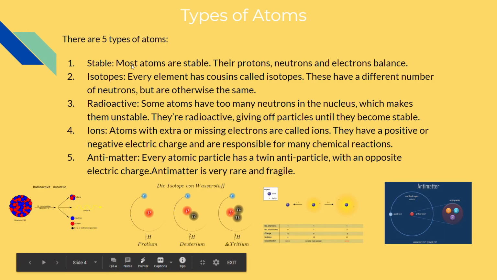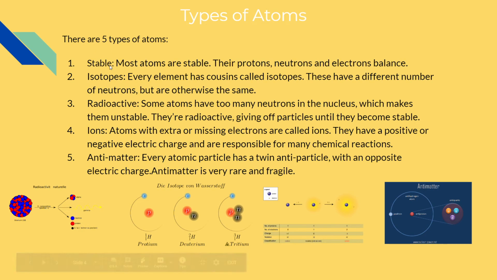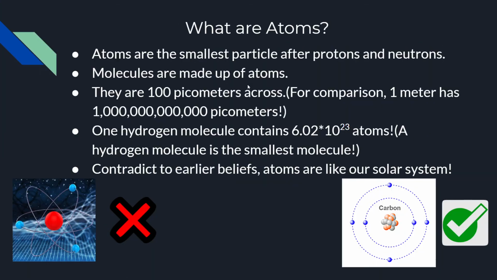so there are five types of atoms. Okay, first, stable atoms. Most atoms are stable. The protons, neutrons, and electrons balance. So as you saw in this picture, the neutrons, protons, and electrons balance each other. So this is a stable type of atom.